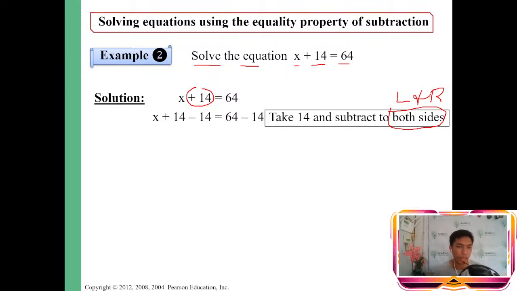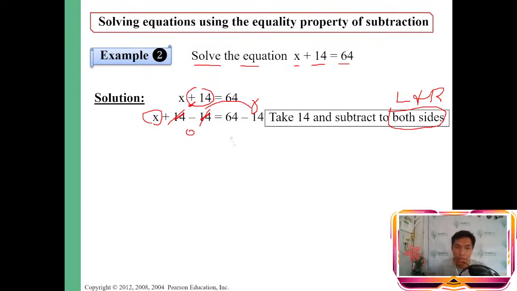So we have this one. x plus 14 minus 14 equals 64 minus 14. So we can cancel, it becomes 0, and then only x here, and then 50. So take note of that: if we transfer to the other side, plus becomes minus.